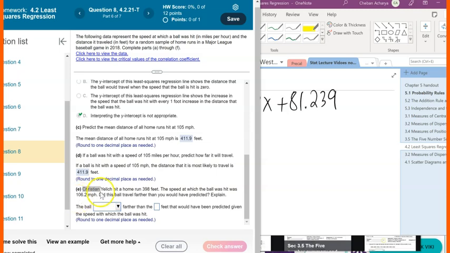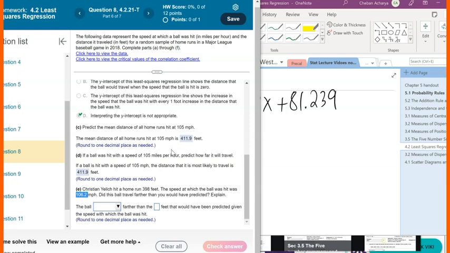Okay, and look at the question. Did this ball travel farther than you would have predicted? Explain. But we don't know what the predicted distance is, right? If we know the predicted distance, we can compare whether this 398 is higher or lower than predicted. Therefore, let's find the predicted distance for 106.2 miles per hour.